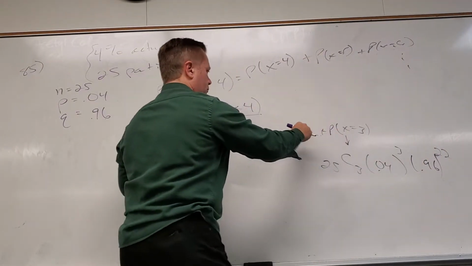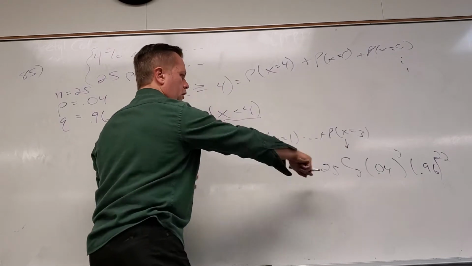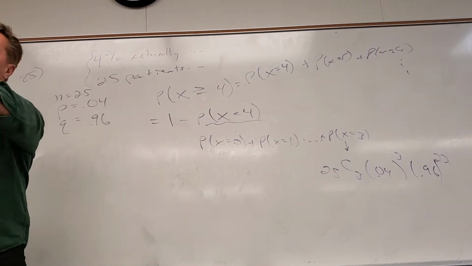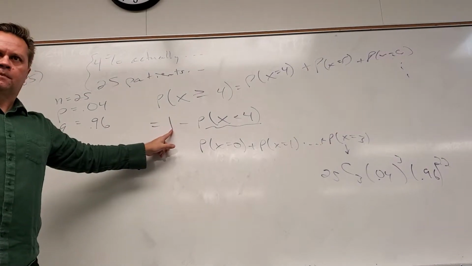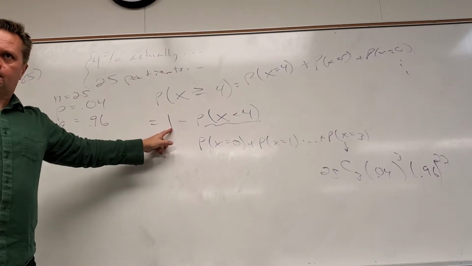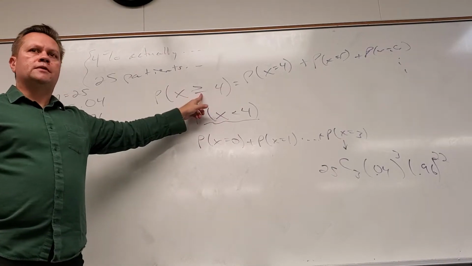So what's the one for 2 going to look like? It's going to have a 2, and a 23. What's the one for 1 going to look like? That's easy. So you just have to do that 4 times, add them up, and then subtract it from 1. 1 minus a probability equals the opposite probability.